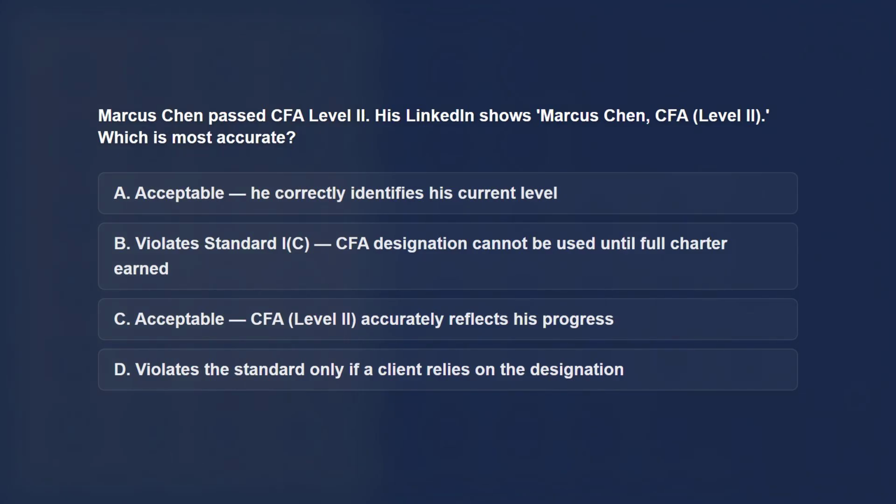A. Acceptable. He correctly identifies his current level. B. Violates Standard I(C). The CFA designation cannot be used until all requirements for the charter are met. C. Acceptable. CFA, Level II, accurately reflects his progress. D. Violates the standard only if a client relies on the designation.